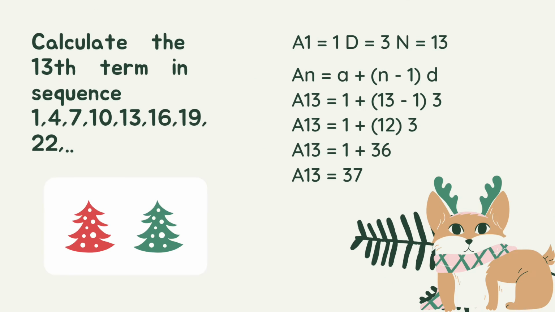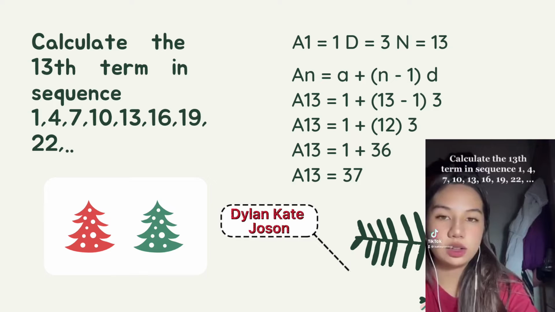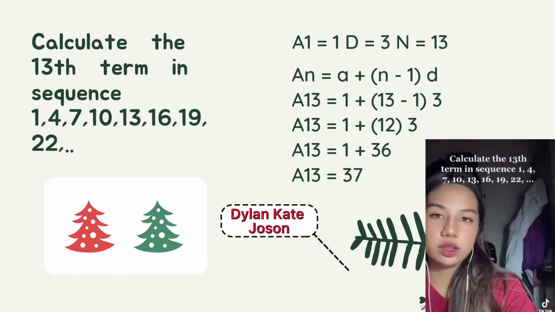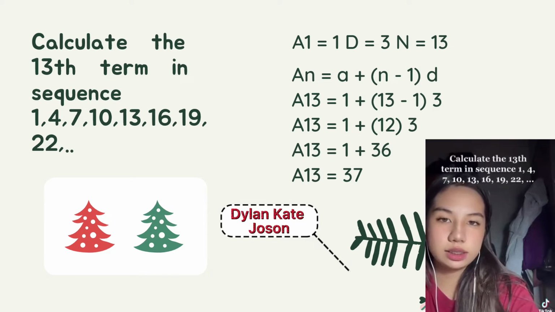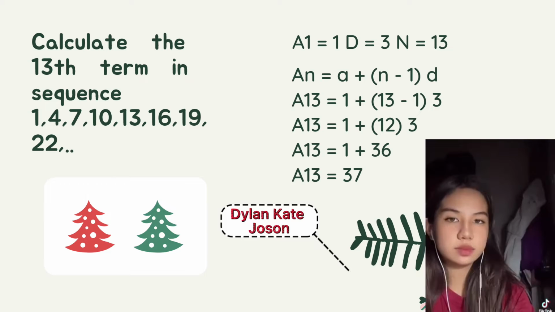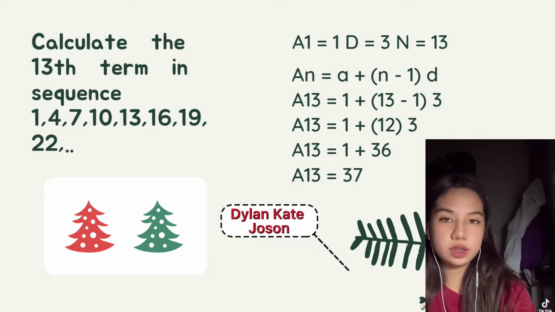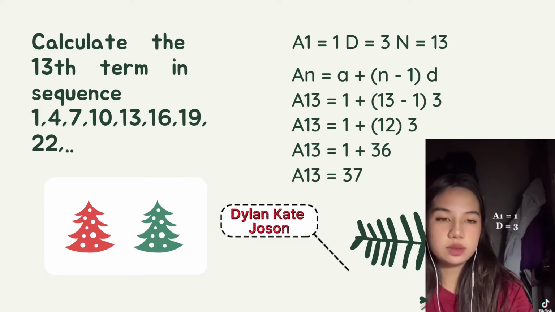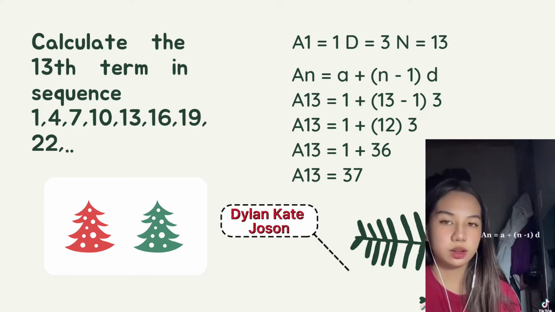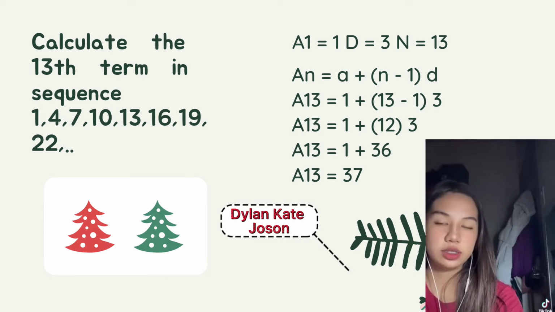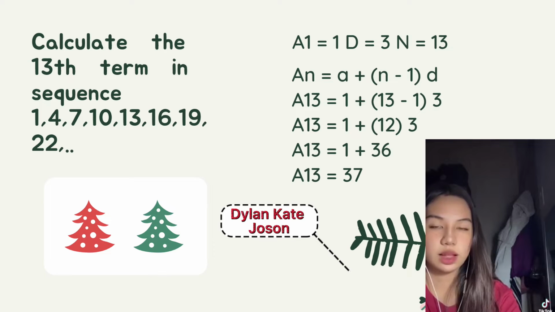This is how to solve an arithmetic sequence. Calculate the 13th term in sequence 1, 4, 7, 10, 13, 16, 19, and 22. So the first step is find the first term, which is 1, the common difference, 3, and the end term, 13. The second step is to write the formula: an equals a1 plus n minus 1 times d. The third step is substitution. After you substitute, your equation should look like this.